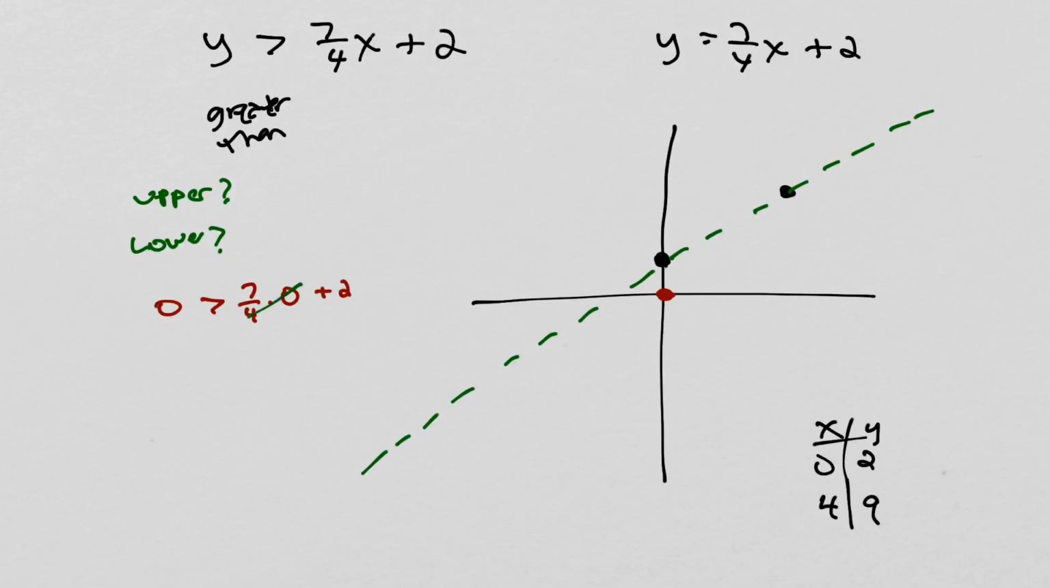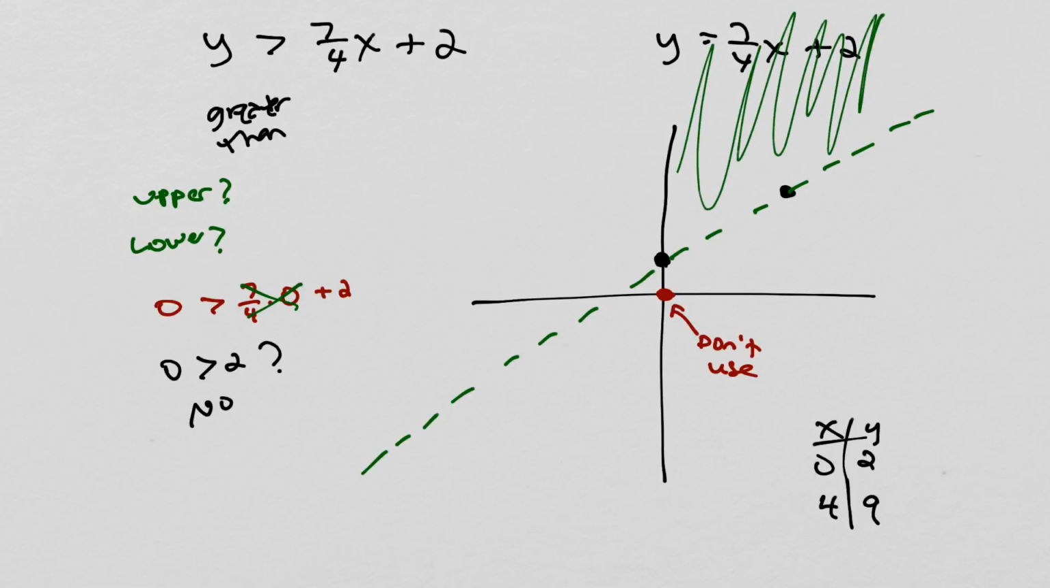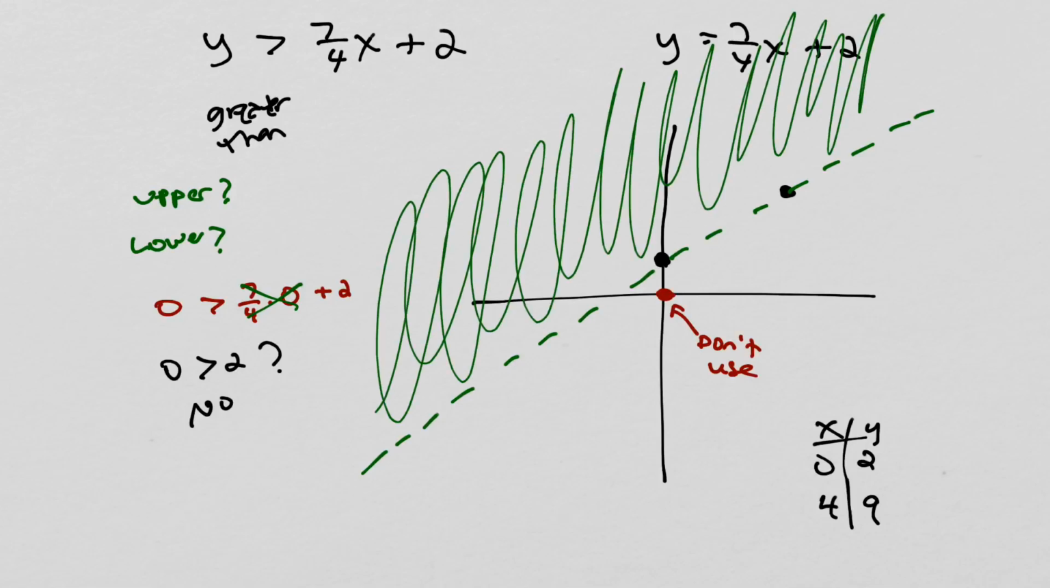So again, this adds up to 0. So the question is, is 0 bigger than 2? No, that's a false statement, right? Which means we don't want to use this lower region, so my solution set is this upper region right here.